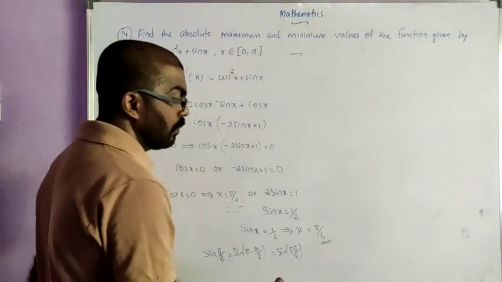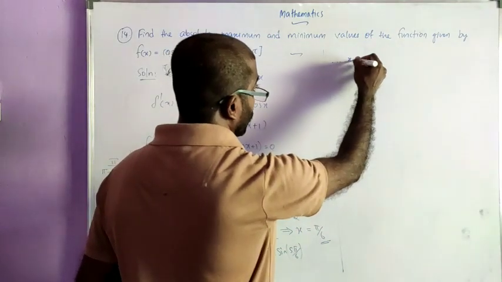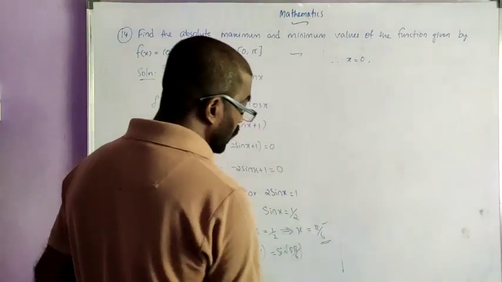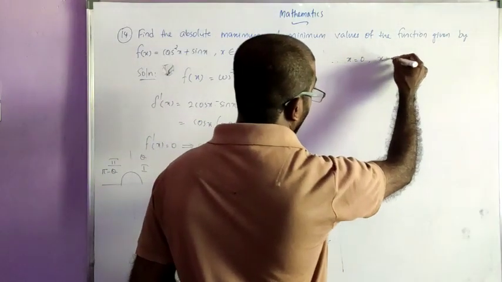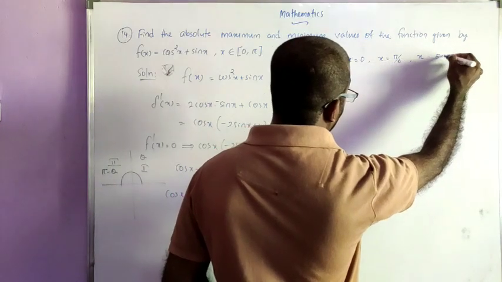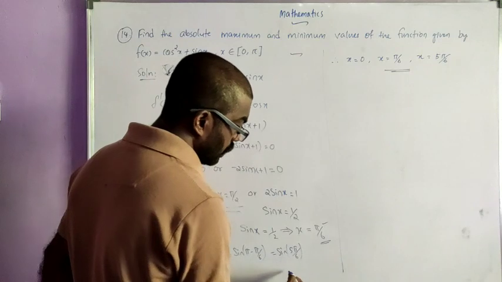So we can take the values of x as, therefore, x equal to 0, then x equal to pi by 6, and the next one is 5 pi by 6. So these are the values of x.